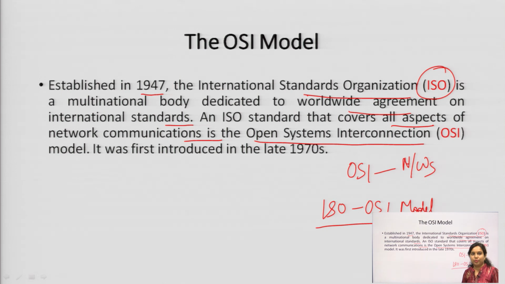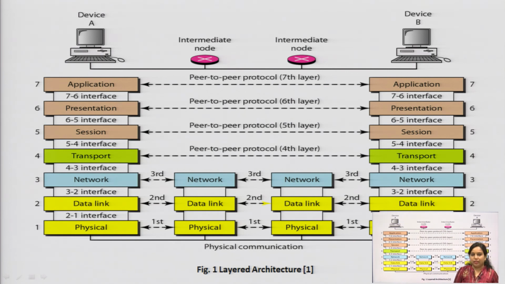It was first introduced in the late 1970s. Now, this is the layered architecture, known as the OSI model. There are 2 devices involved in the communication, device A and device B, and you can see the intermediate nodes, which are in between the connection between the transmitter and receiver. It can be a router, it can be a gateway, it can be a hub. These are the connection setting up devices. Now, there are 7 different layers of an OSI model.